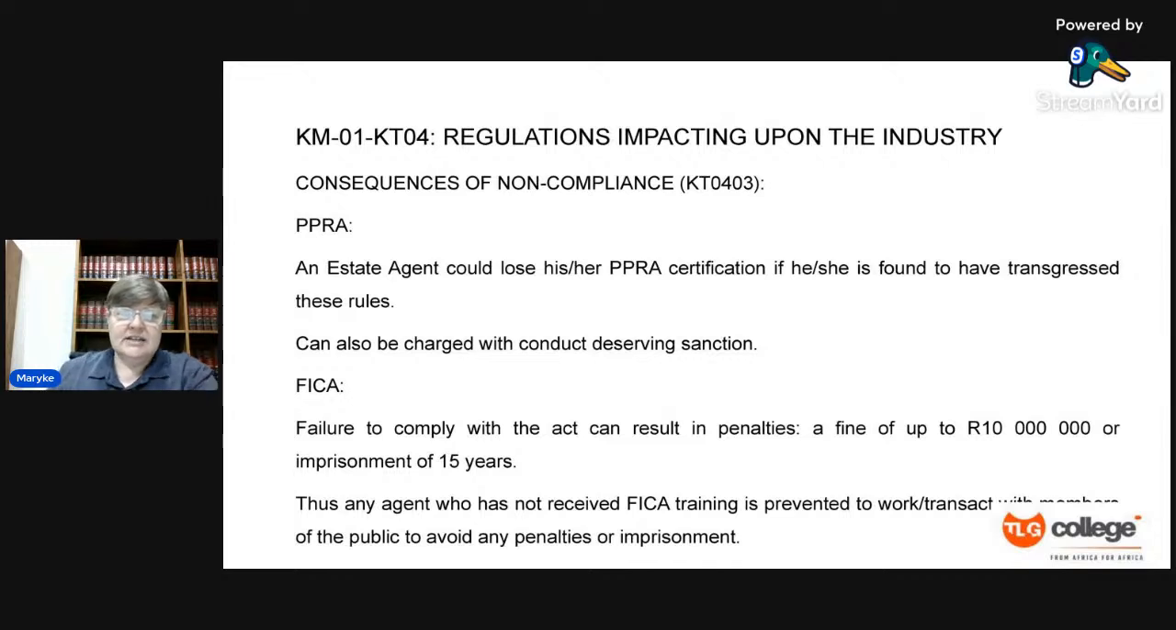If we look at FICA, failure to comply with the Act can result in penalties. It can be financially detrimental to not only yourself but also to your company. Fines up to 10 million rand or imprisonment of 15 years. Right. So thus, any agent who does not receive FICA training is prevented from working or transacting with members of the public, to avoid any penalties or imprisonment.